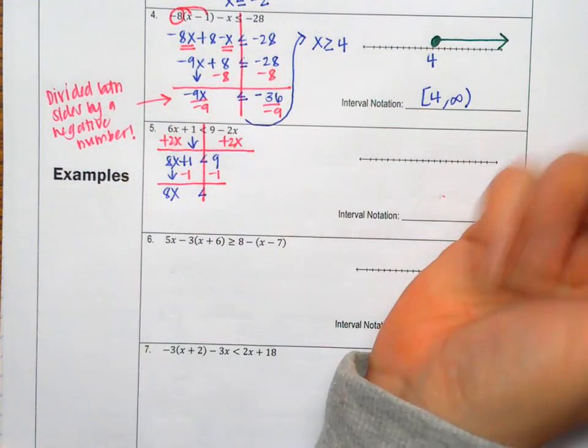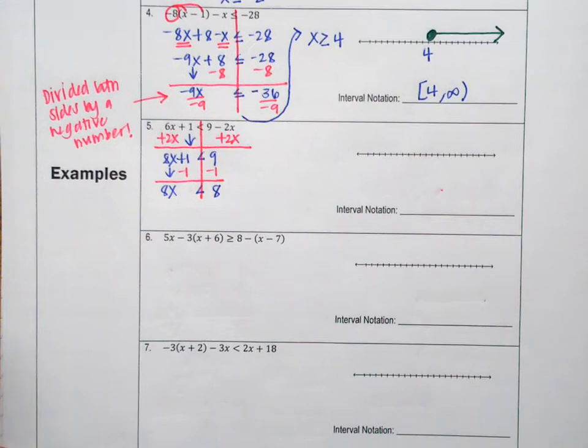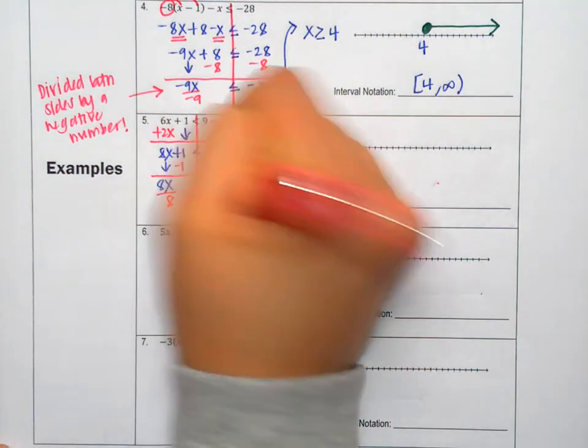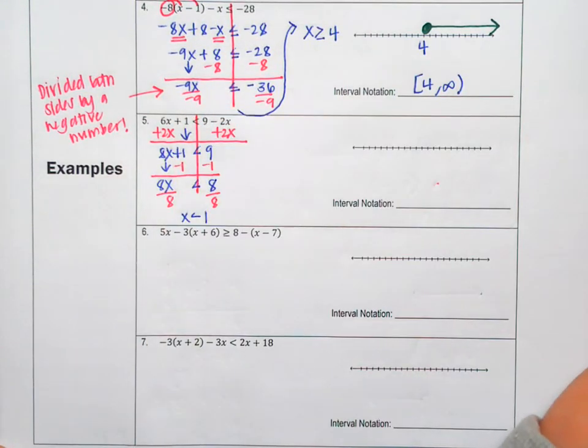8x is less than 9 minus 1, which is 8. And then get x by itself. So I'm going to divide both sides by 8, and I get x is less than 1.